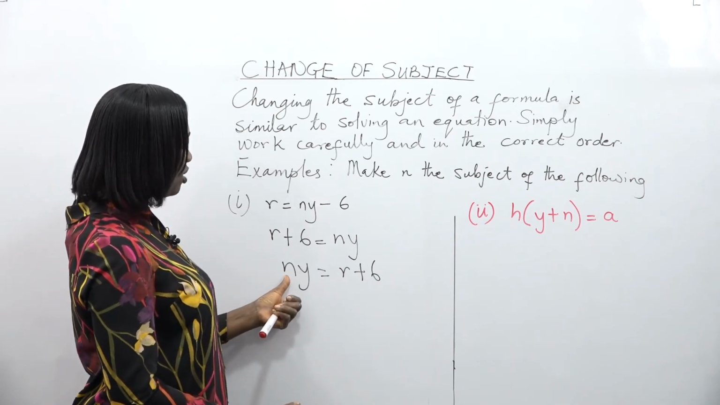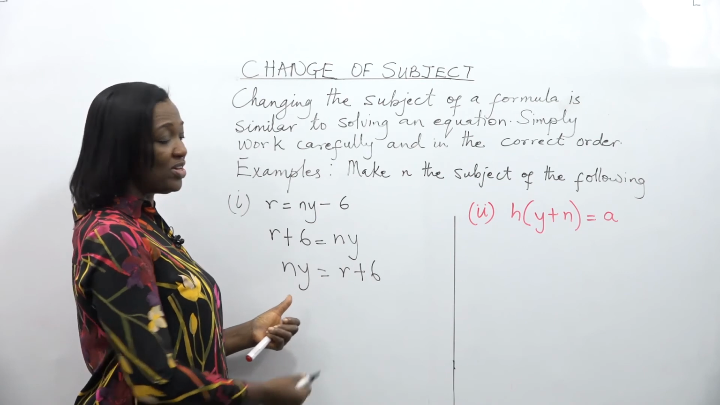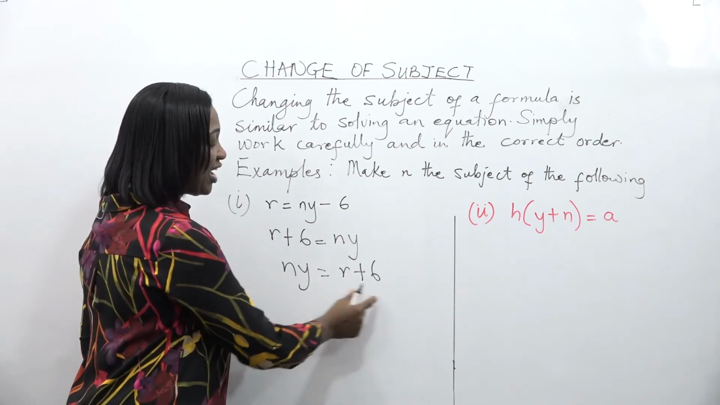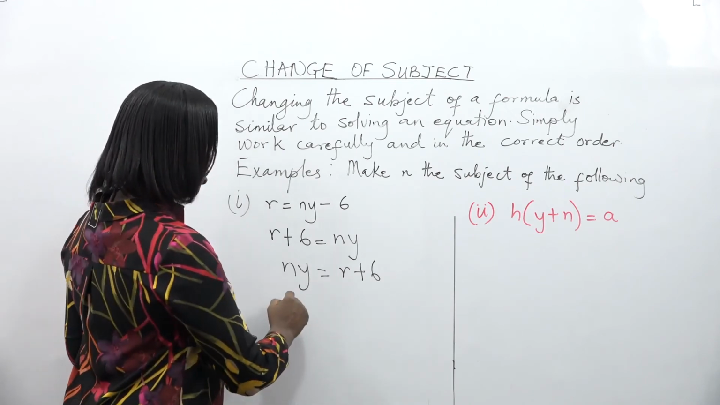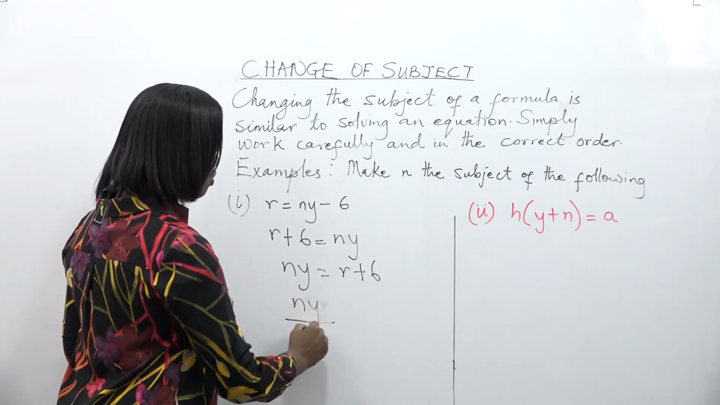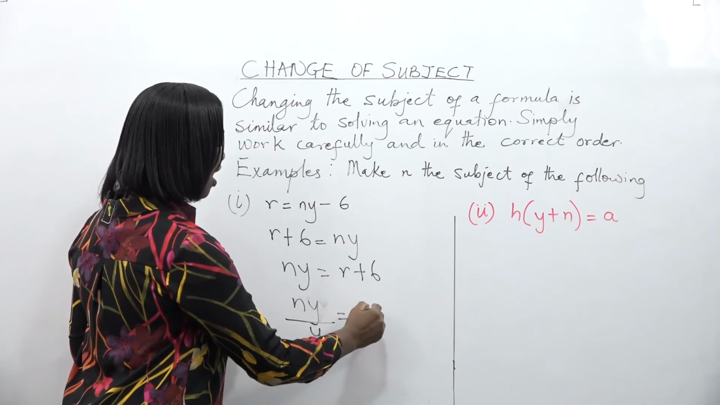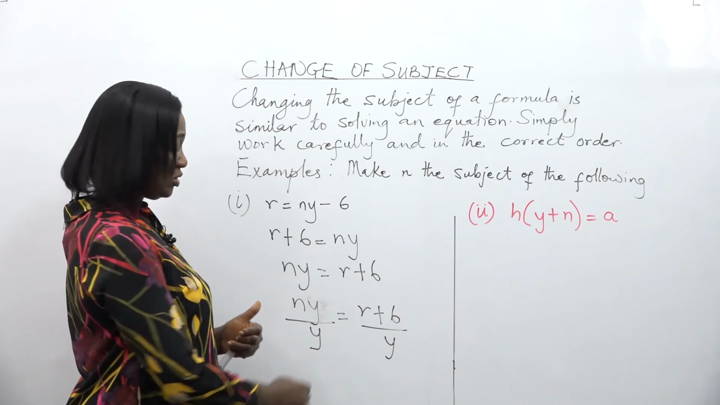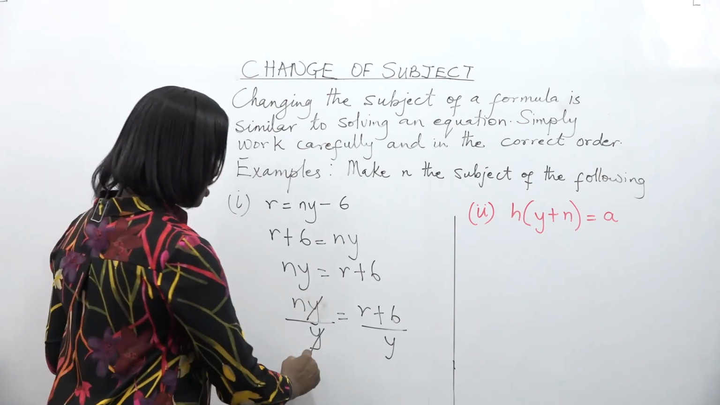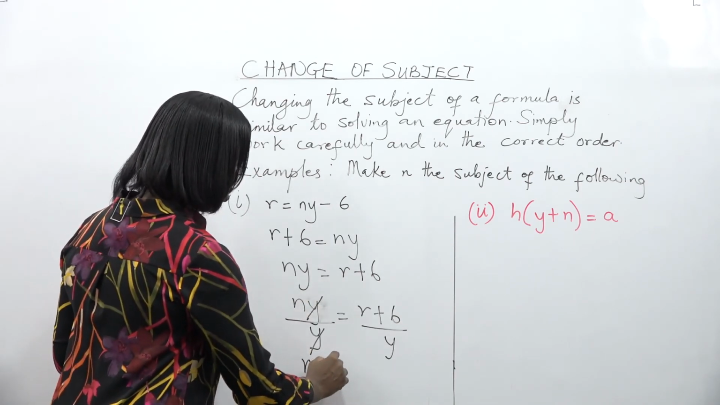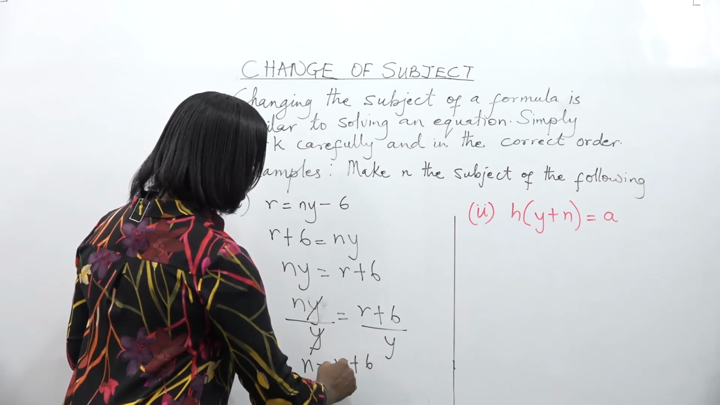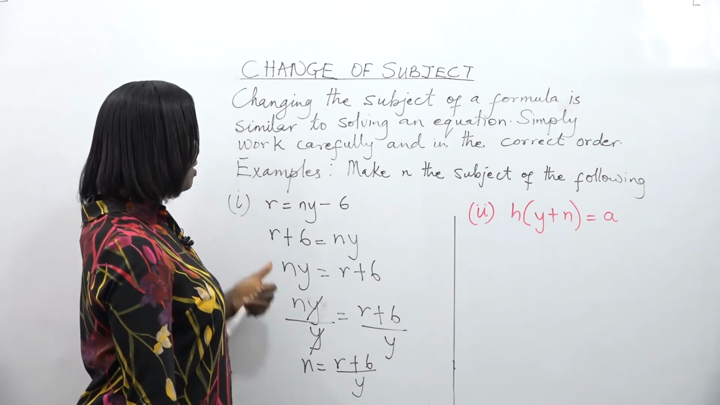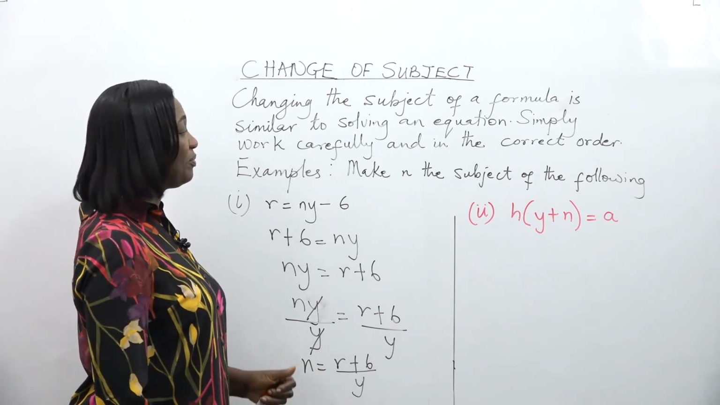And n multiplies y. So to be able to do that, we divide by y. So we're going to divide both sides by y. So ny over y is equal to r plus 6 over y. So y cancels y, and n is equal to r plus 6 over y. Now we have changed the subject from r to n.